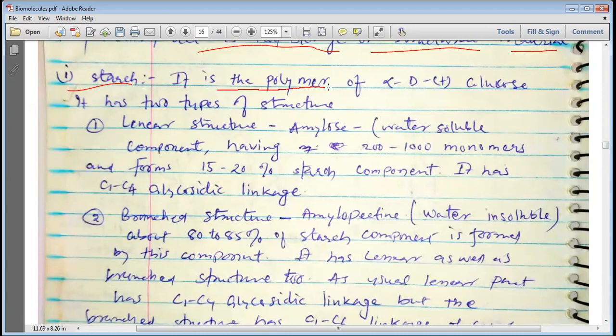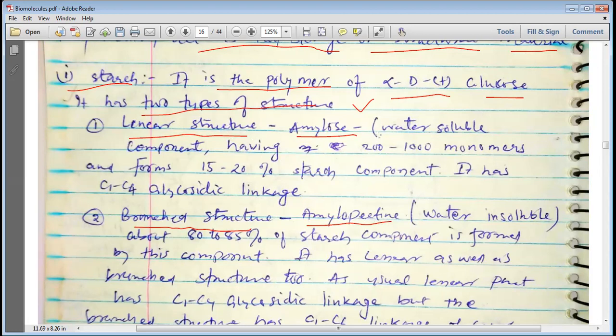Starch is the polymer of alpha D glucose, and it has two types of structures. The first structure is called the linear structure, and the other is called the branched structure. Let us name the first structure, which is the linear structure. The linear structure is known as amylose, and the branched structure of starch is known as amylopectin.